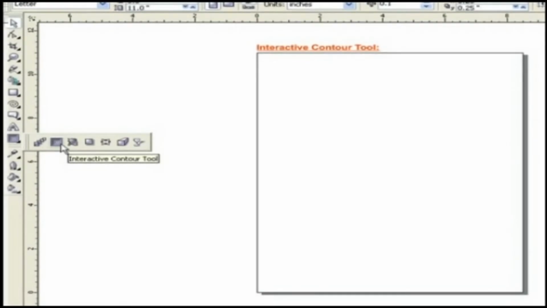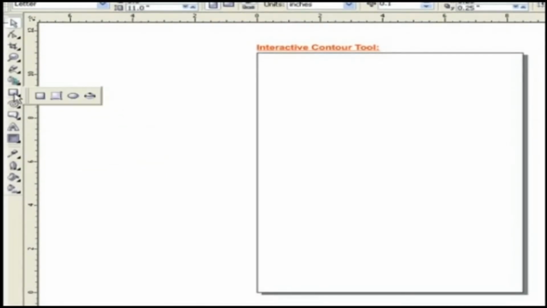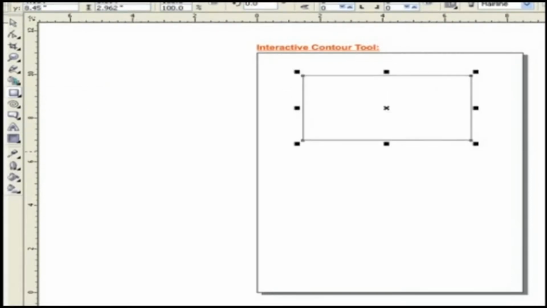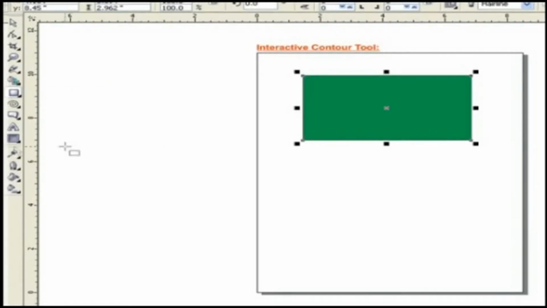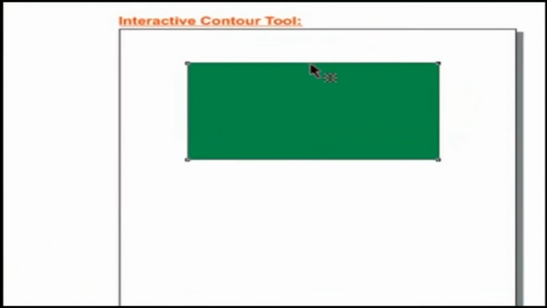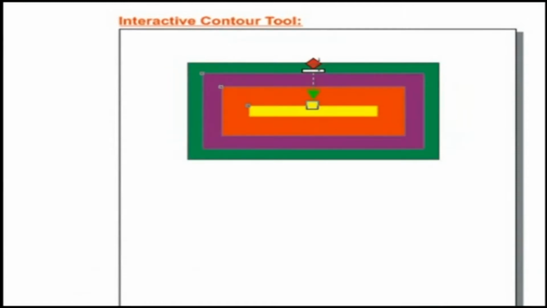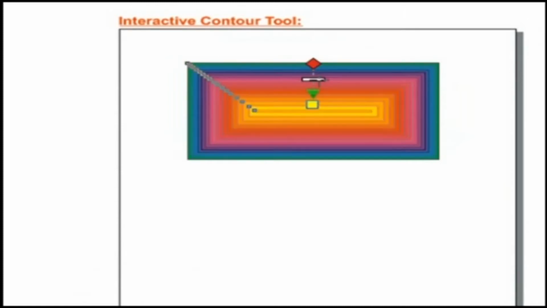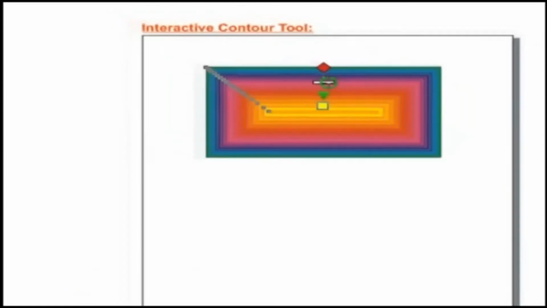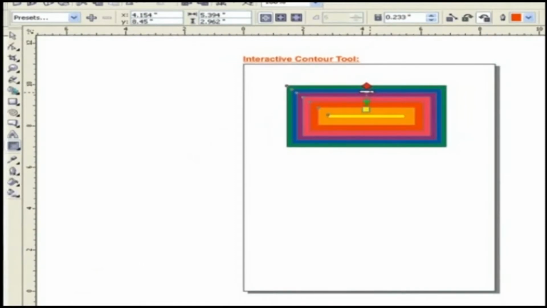Let us see the working of this tool. To use this tool, let's draw a rectangle shape and fill it with a color of your choice. Choose the Contour tool from the Toolbox, click on the edge and drag the mouse pointer to the center of the object. As you can see here, a small rectangular box. When we move this box up and down, the number of concentric shapes can increase and decrease.